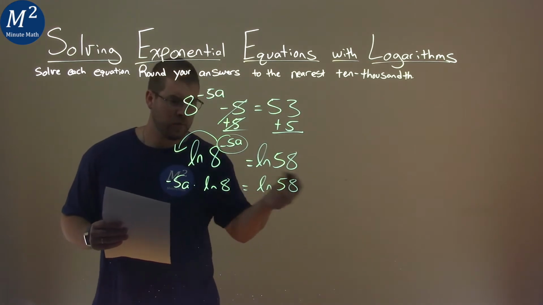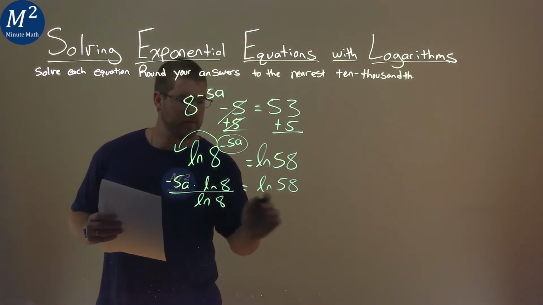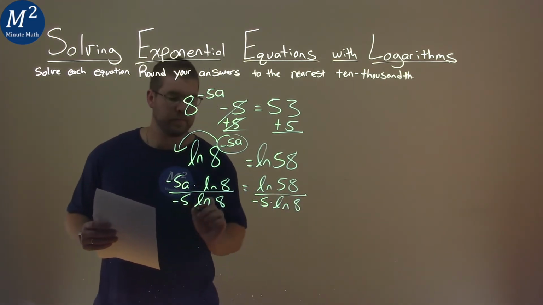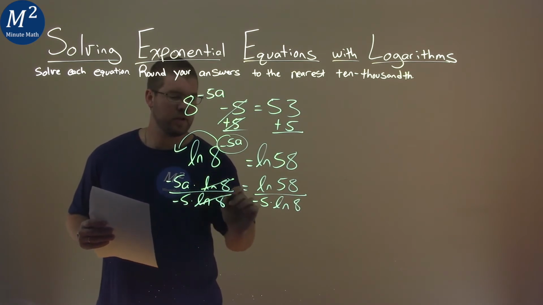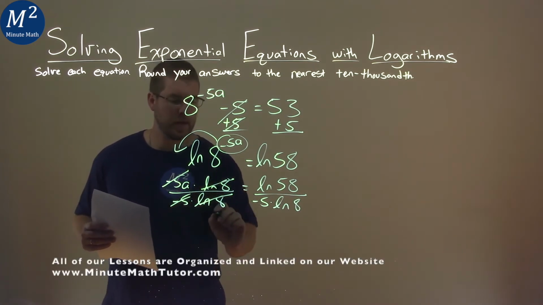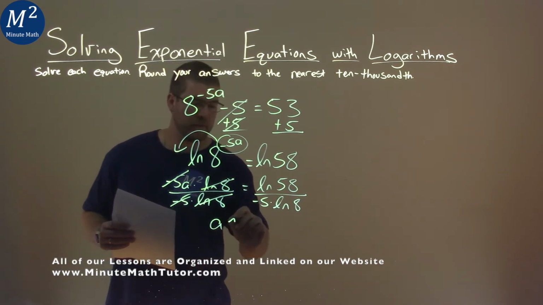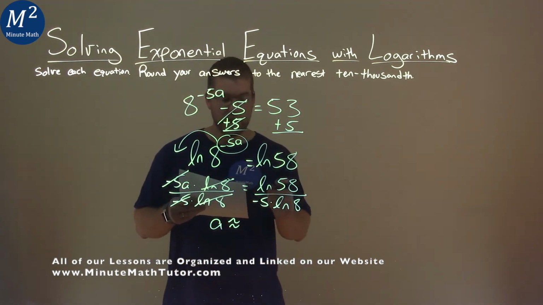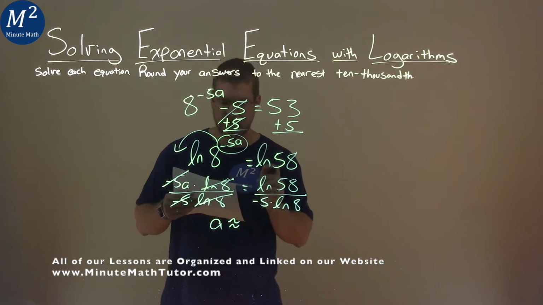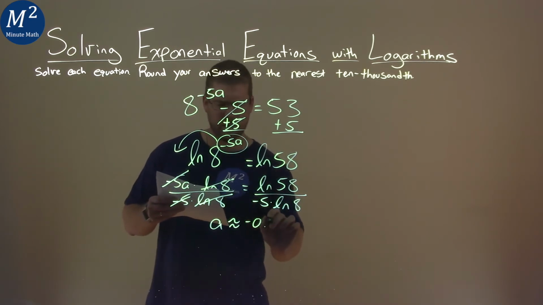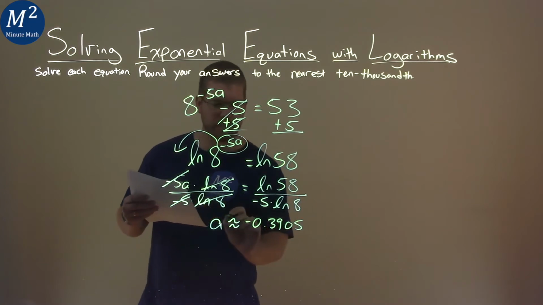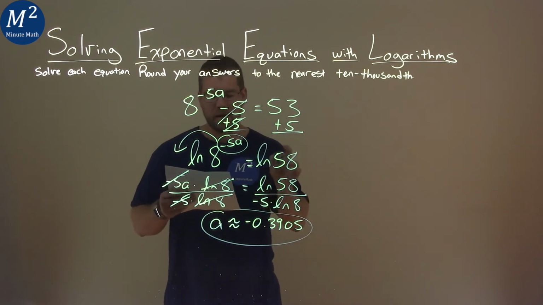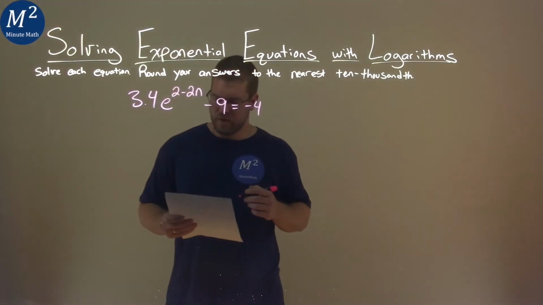From there, we can divide both sides by natural log of 8, and actually, while I'm at it, let's divide both sides by -5 as well. Look what cancels. Natural log of 8 cancels here, -5 cancels here, and we have a by itself. That's going to be approximately equal to, and this is where we'll use our calculator, the natural log of 58 divided by -5 times natural log of 8, which comes out to be approximately -0.3905. And so our final answer here is a is approximately equal to -0.3905.